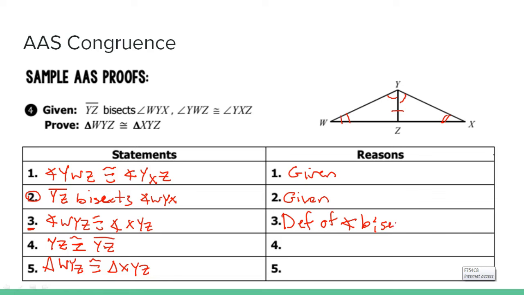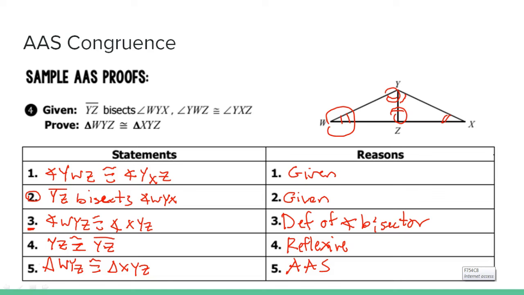Okay. Step 4 we know is when any segment or any angle is congruent to itself, we can use the reflexive property. So in this case, I use the reflexive property here. Okay. And then finally, we've got a pair of angles, a pair of sides, which allows us to use angle, angle, side.